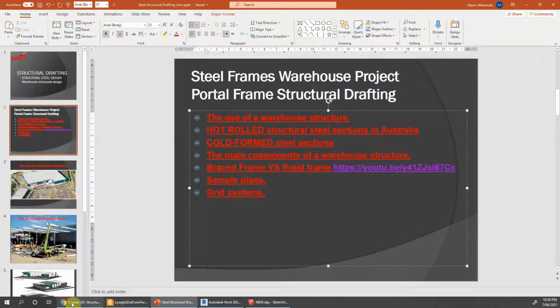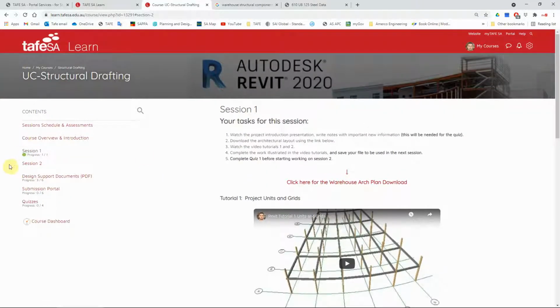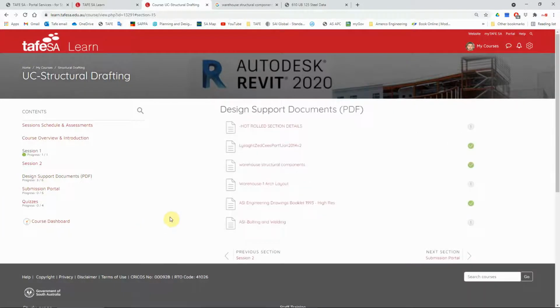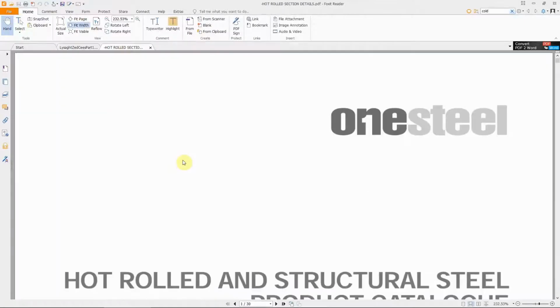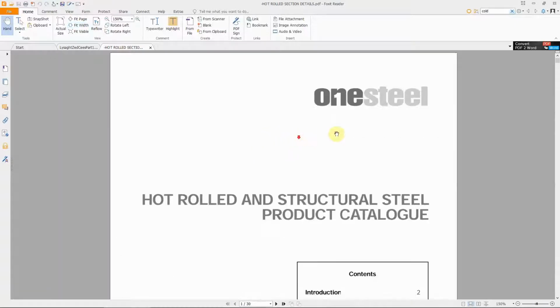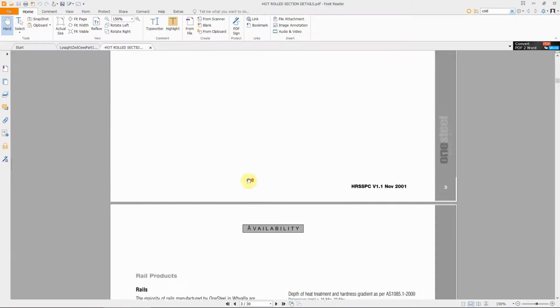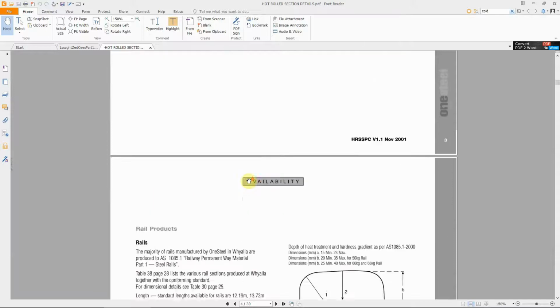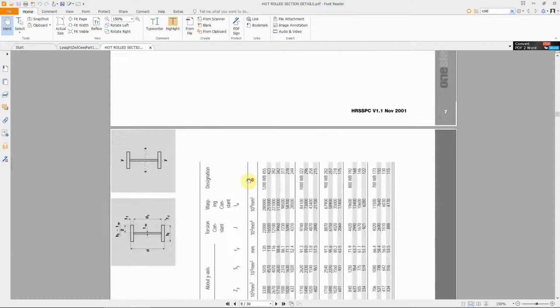When we talk about those, if you go to your Learn page, as we agreed, we have a design support documents section here. If we click on it, we go to hot rolled sections. Download the PDF and let's read through them. Those are produced by a major supplier here in Australia, called One Steel, the main supplier, and we've got slightly different grades, 300 and 350 mainly for the hot rolled members.